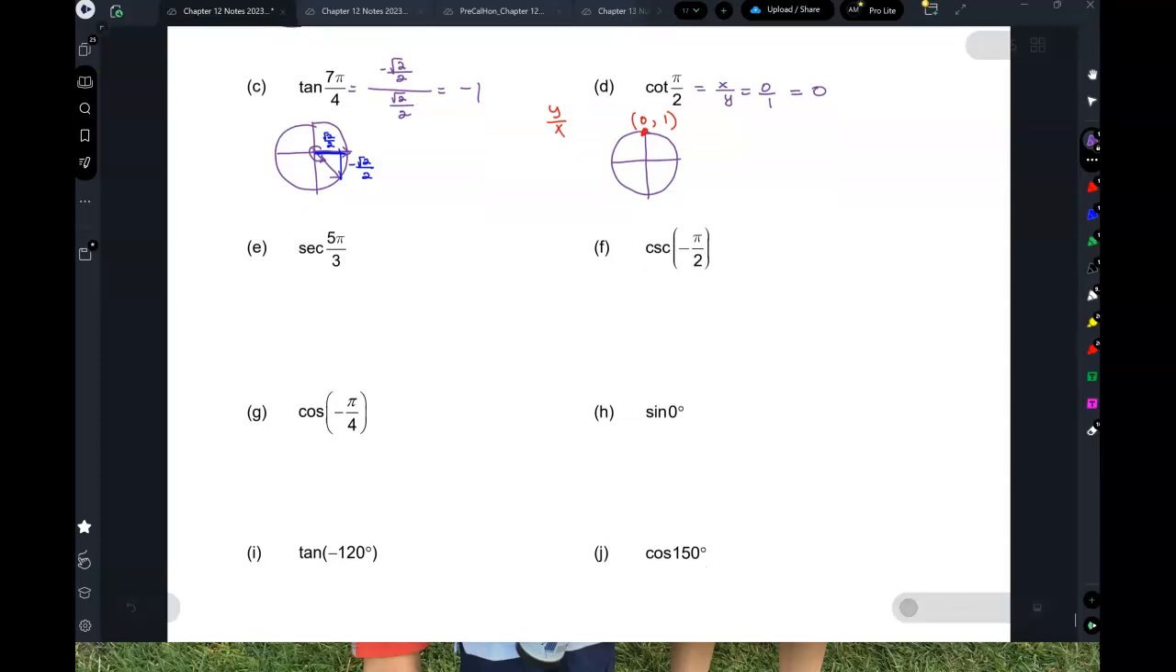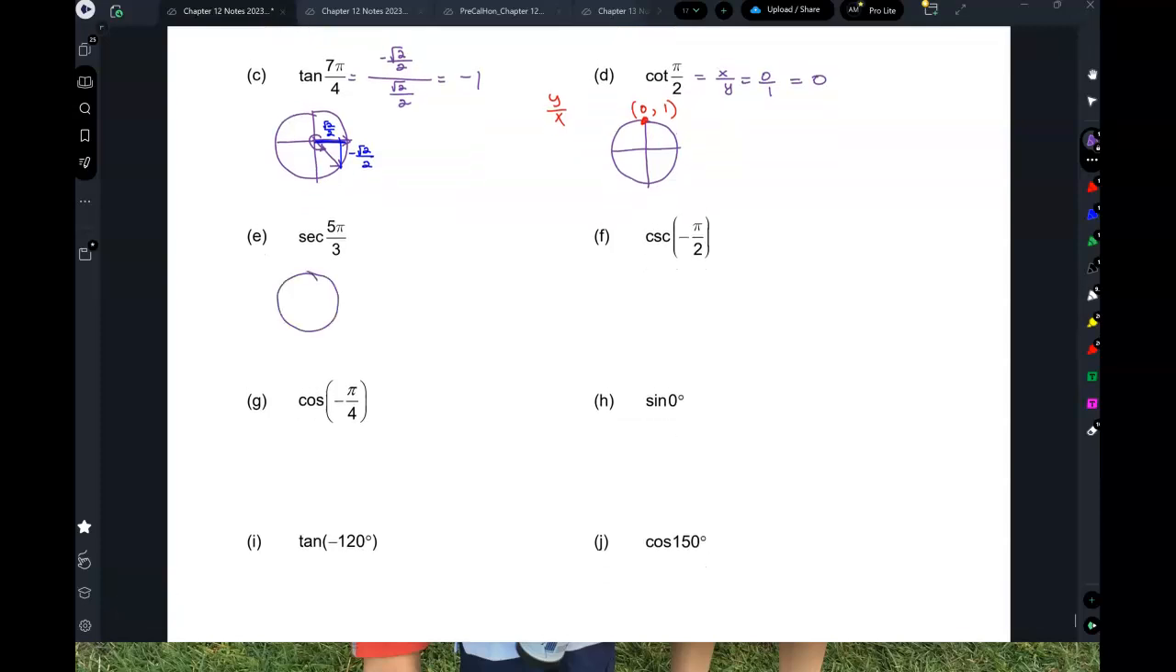5 pi over 3. On the axis or inside the quadrant? Inside the quadrant. Which quadrant? Fourth, you're sure? You're right. Fourth. 1 pi over 3, 2 pi over 3, 4 pi over 3, 5 pi over 3. So 5 pi over 3. Now, is this a big angle or a small angle if it's over 3? A big angle. So hang on. Now, secant. That's like cosine. Is that x or y?